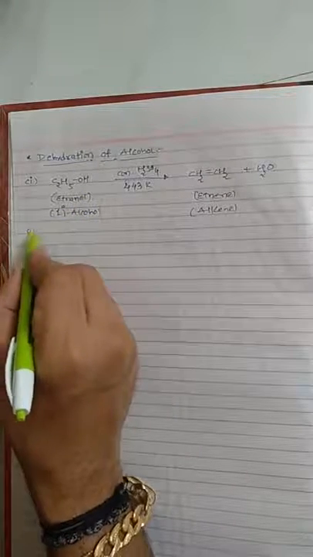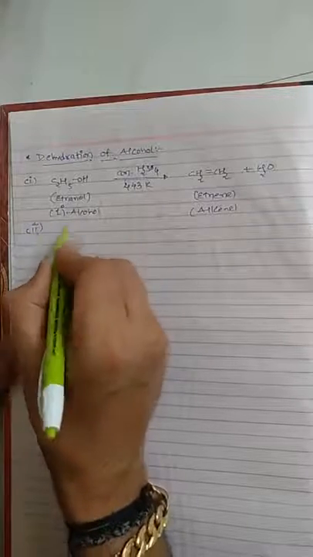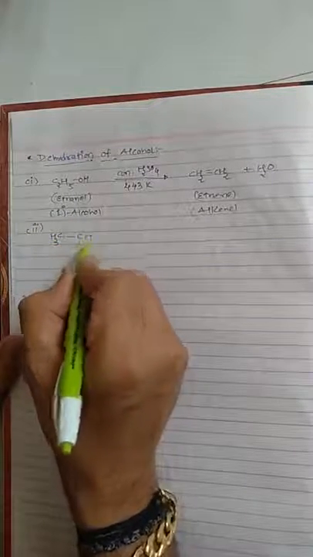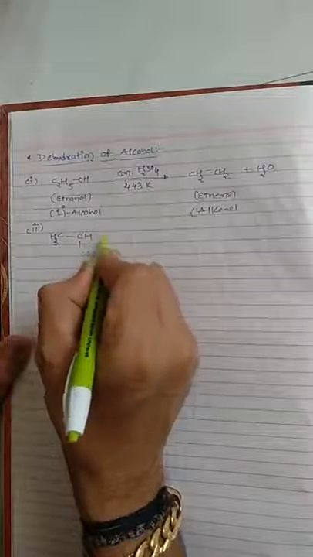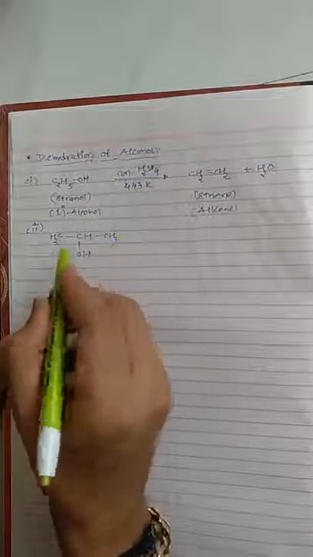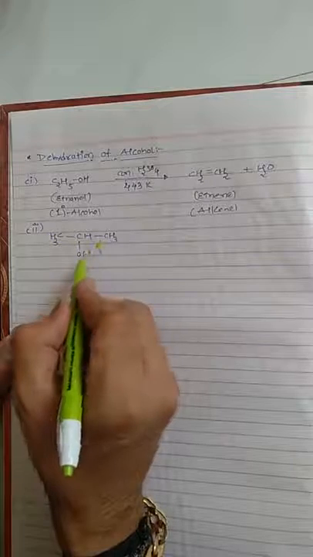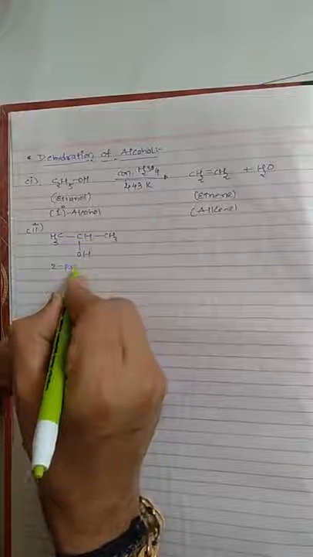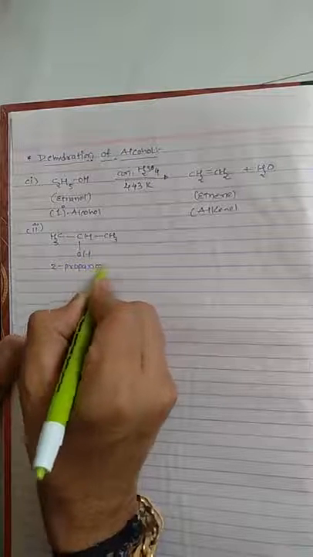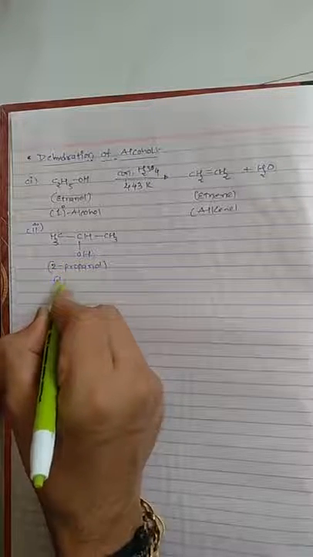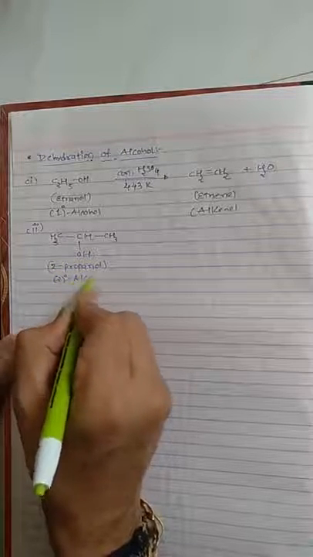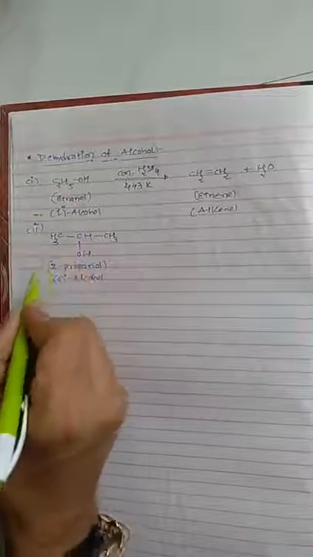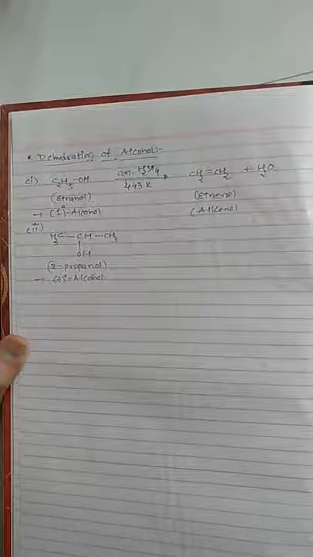Now we have the choice of secondary alcohol also. For secondary alcohol I will write the example CH3CHOHCH3. This is propane with the alcohol on number 2, so I will write 2-propanol, which is a secondary alcohol. Look at the type of alcohol: this is primary, this is secondary.